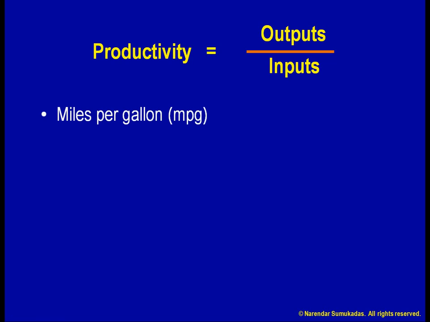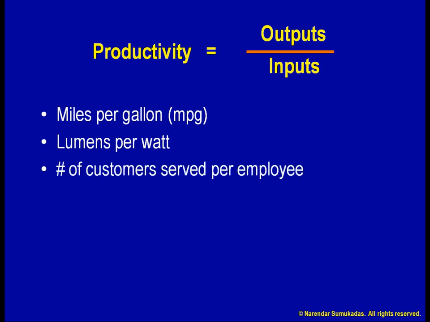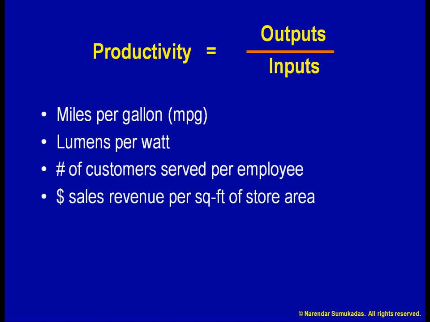Similarly, if you're thinking about a light bulb, you can measure its productivity in terms of lumens per watt. In other words, how many lumens of light does it produce for every watt of electricity that is consumed? Similarly, if you're conducting a customer service process, you can think about how many customers were served for every employee that was hired. Or if you're thinking about a retail store, you can think about how many dollars of sales revenue did you generate for every square foot of the store area.